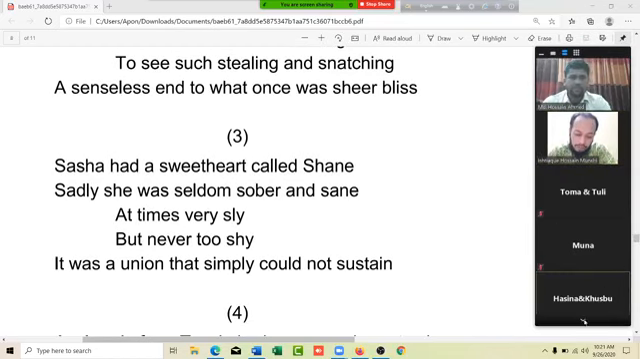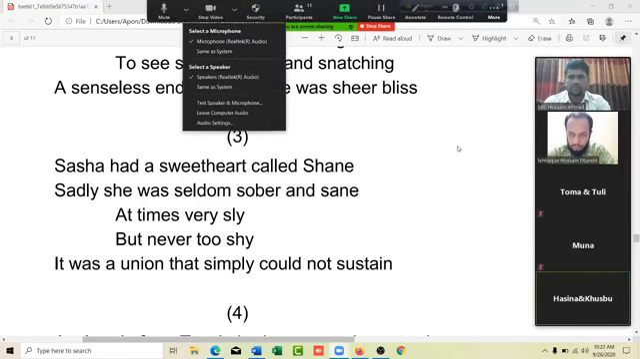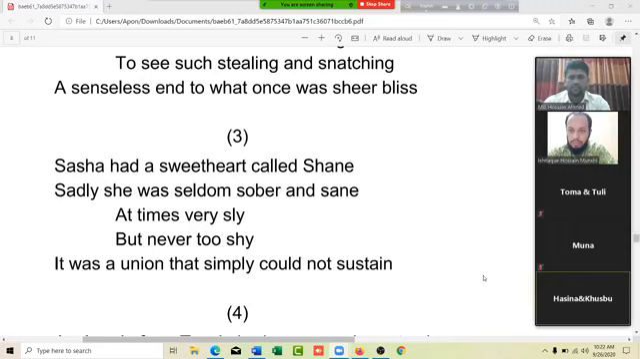Poem number 3. Sasha had a sweetheart called Shane. Sadly, she was seldom sober and sane. At very sly, but never too shy. Union that simply could not sustain. Sir.